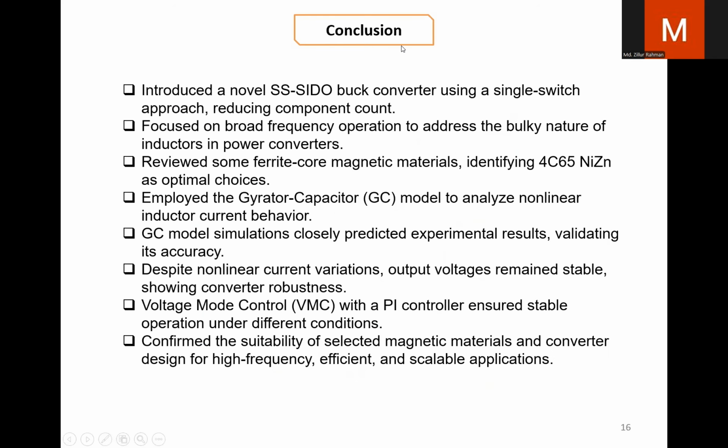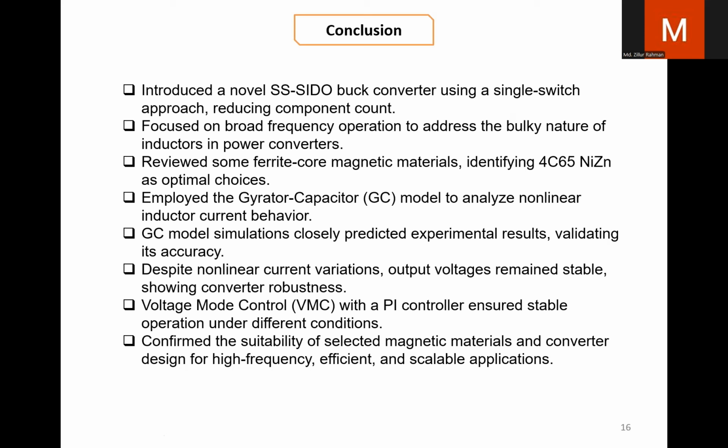So we have used the single switch pseudo buck converter with the linear model. Furthermore, we have also used the single switch pseudo buck converter with the nonlinear model. We have used 4665 nickel zinc in the single switch pseudo buck converter with the Zioto capacitor model. Then we have got linear and nonlinear results for both converters. As we have used the same loads and input voltages, we get stable output voltages, but we got increased inductor and capacitor currents.